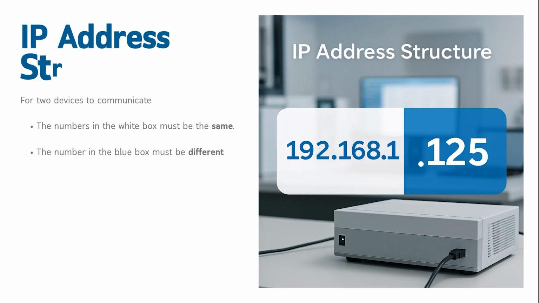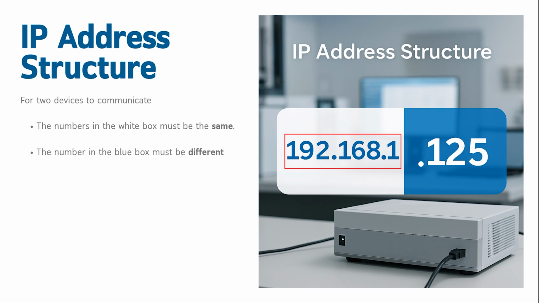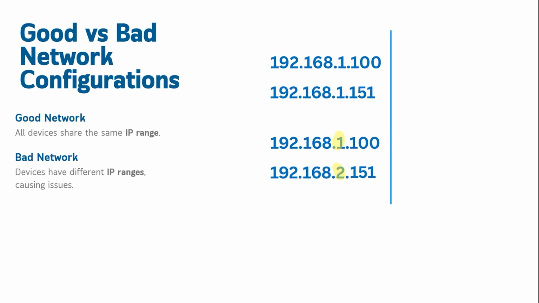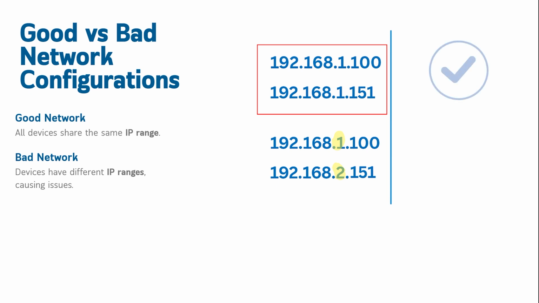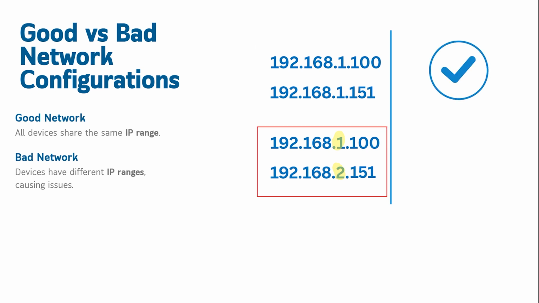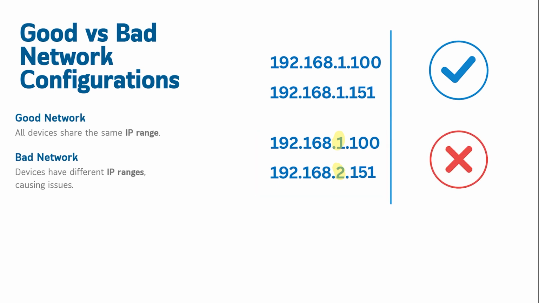Every instrument and computer communicates using an IP address, a unique set of 4 numbers separated by dots. On screen you can see the structure. The first 3 sets of numbers within the white box must be the same on both devices, and the remaining number, which is shown in the blue box, must be different on both devices. For example, 192.168.1.100 and 192.168.1.151 are on the same network and can communicate, but 192.168.1.100 and 192.168.2.151 are on different networks and cannot communicate.